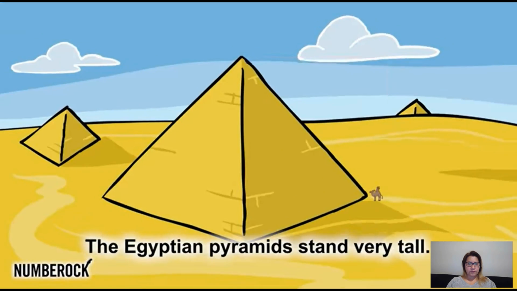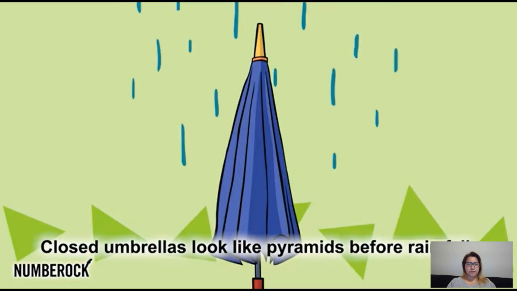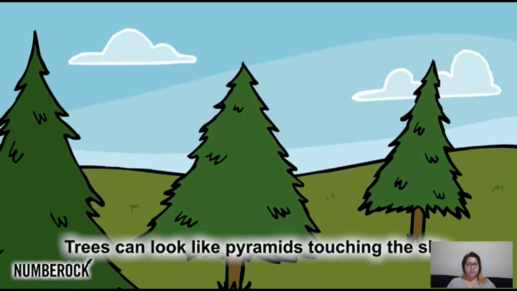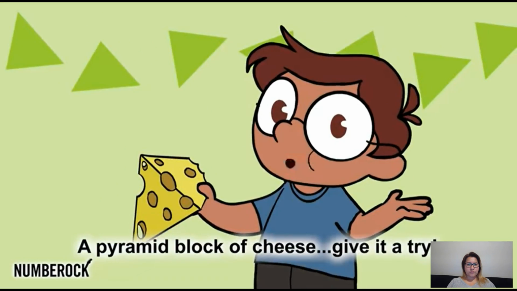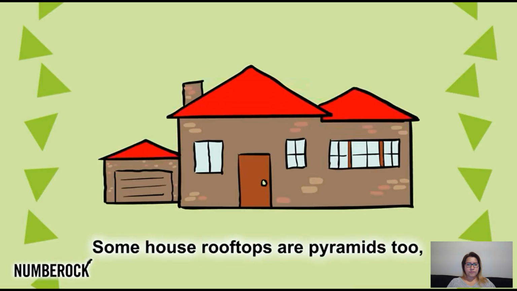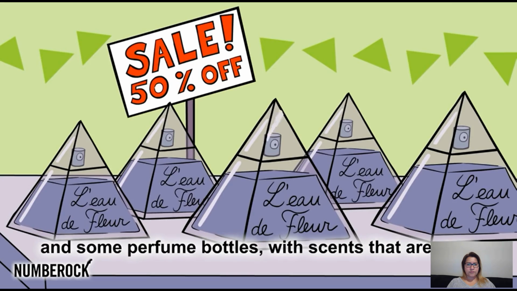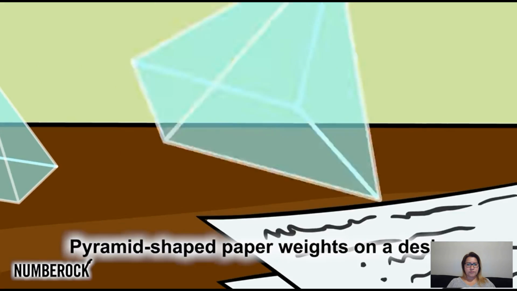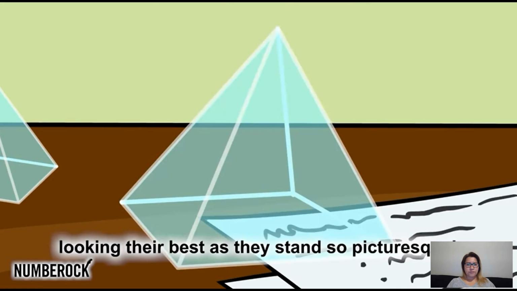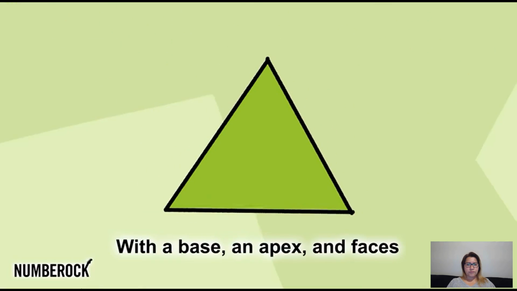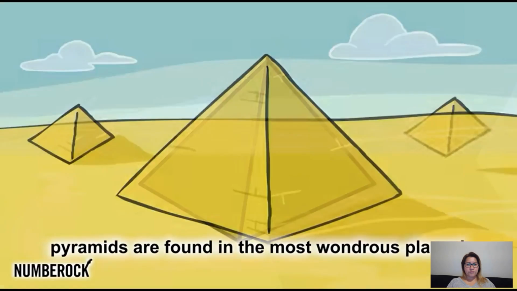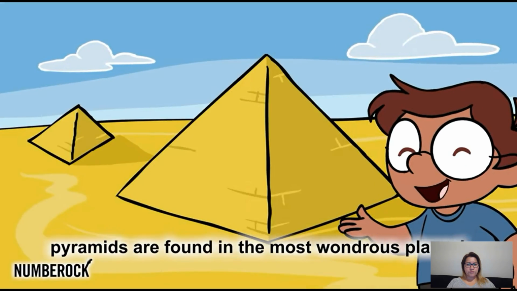The Egyptian pyramids stand very tall. Those umbrellas look like pyramids before rainfall. Trees can look like pyramids touching the sky. A pyramid block of cheese, give it a try. Some house rooftops are pyramids too, and some perfume bottles with scents that are new. Pyramid-shaped paperweights on a desk, looking their best as they stand so picturesque. With the base and apex and faces, pyramids are found in the most wondrous places.